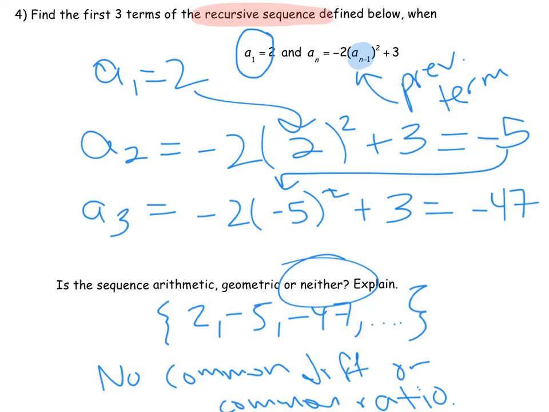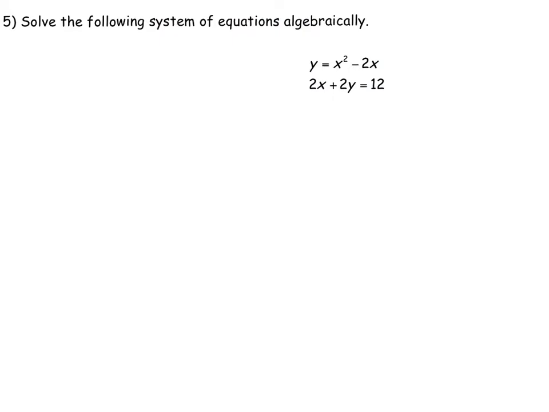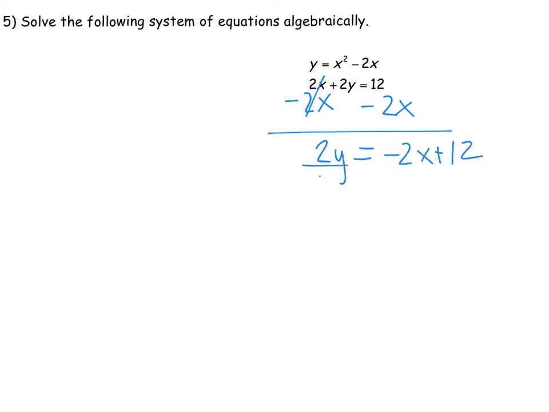All right, I want to look now at question number 5, which is asking us to solve a system of equations. All right, so when we solve systems of equations, we have to solve for both x and y. Now, first, what I'm going to do is get y by itself for the second equation. So for the second equation, I'm going to subtract the 2x on both sides. I'll have 2y equals negative 2x plus 12. Divide both sides by 2. And I'll get y equals negative x plus 6.